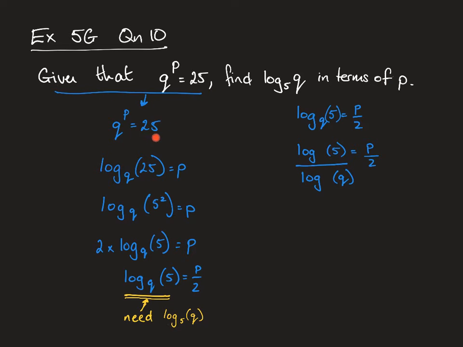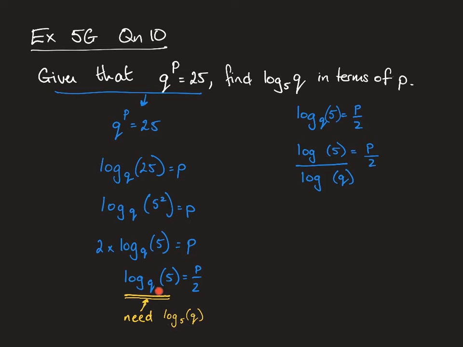So we're given an exponential equation, and we need to find a log. So let me write it as a log first. It's the wrong base. We'll sort that out in a minute, because remember, we can change bases. So here's the log, and that's equal to p. I can simplify the log by recognising that 25 is 5 squared. Then I can bring the 2 out the front using my log laws. And then I can divide both sides by 2, and I end up with log to the base q of 5 is equal to p on 2.